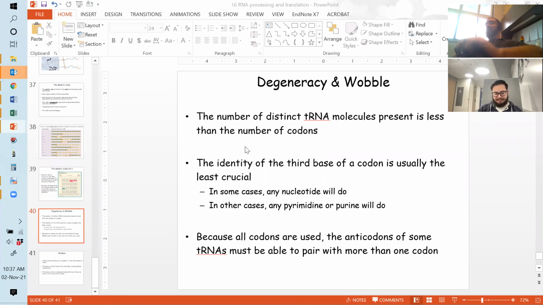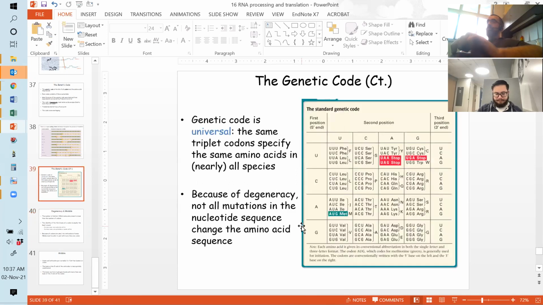So there aren't as many tRNAs as there are codons, right? If you think about it, there are 61 different codons. That'd be an awful lot of tRNAs and amino acid tRNA synthetases. So typically the third base is not super important, right? You can see here with proline, for example, the tRNAs for proline recognize C and C in the first and second base. The last base is much less important. That's why we have that degeneracy.